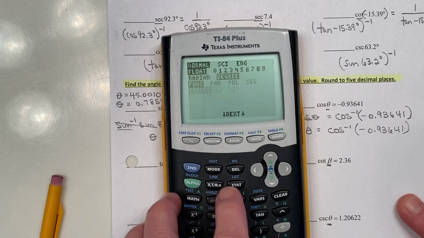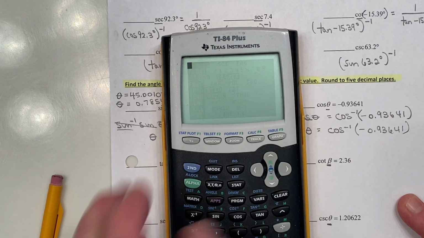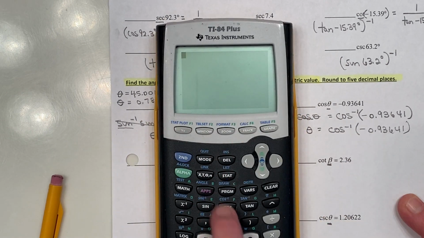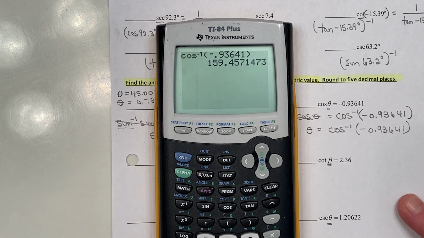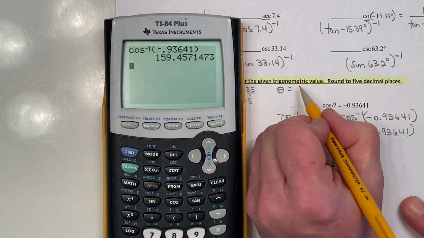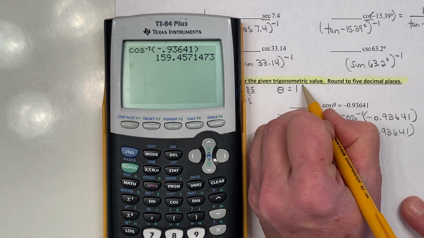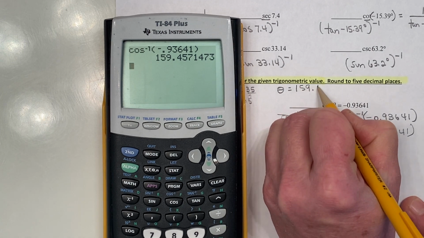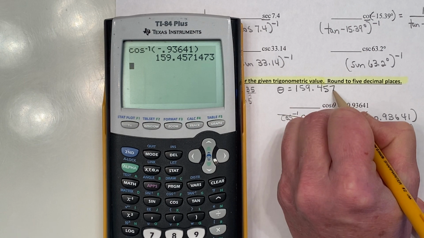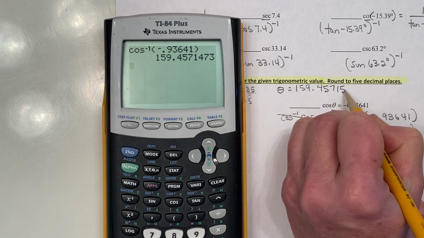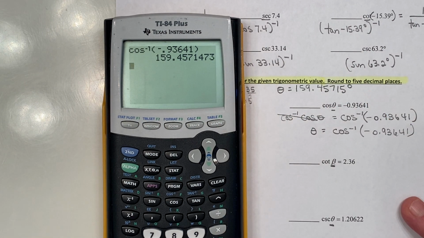I'm going to go to my mode key. What am I in? Degrees. Okay, go back to the home screen. Second cosine, negative 0.93641. All right, 159 degrees and some change. So the angle measure that has this cosine relationship is 159.45715. Don't forget that's degrees.